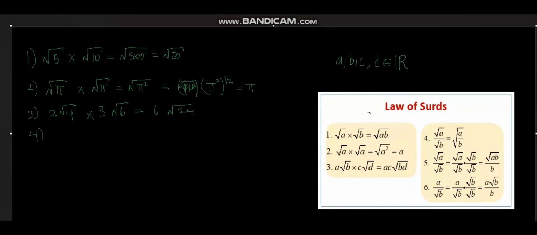Example 4. Law 4. Square root of 2 all over the square root of 3 equals the square root of 2 on 3. That's a very simple one. Example 5. Square root of 2 all over the square root of 3.